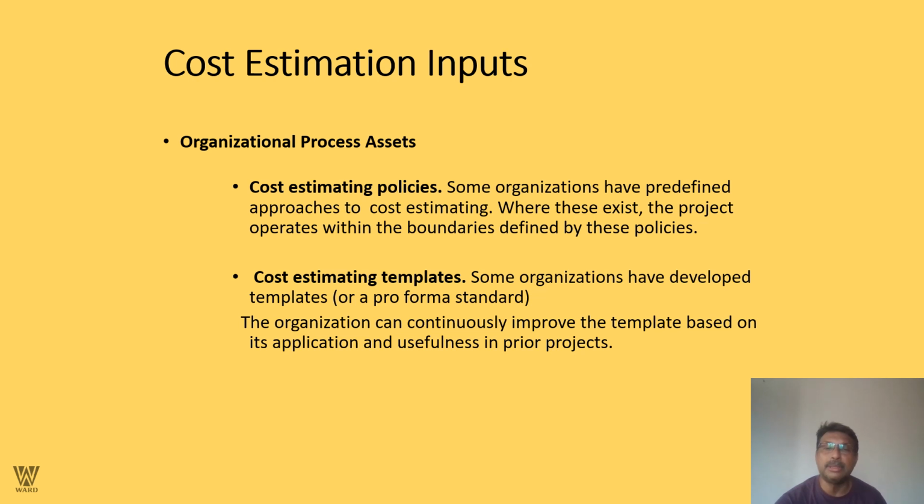Organizational process assets. Cost estimating policies: some organizations have predefined approaches to cost estimating. Where these exist, the project operates within the boundaries defined by the policy. Cost estimating templates: some organizations have developed templates, or let me say a pro forma standard. The organization can continuously improve the template based on the application and usefulness of the project.